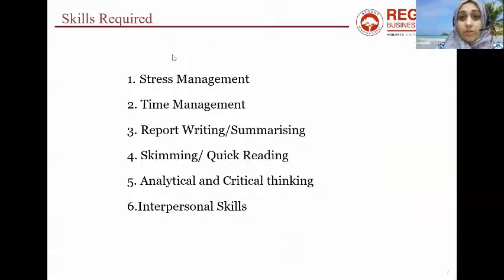Some of the very important skills that are required for you to study effectively is to be able to handle stress. What is stress management? Stress management is being able to know what brings you back to balance. What is it that causes your stress? You need to identify your triggers of stress. You need to identify what allows you to bring yourself back to a state of ease and calmness.